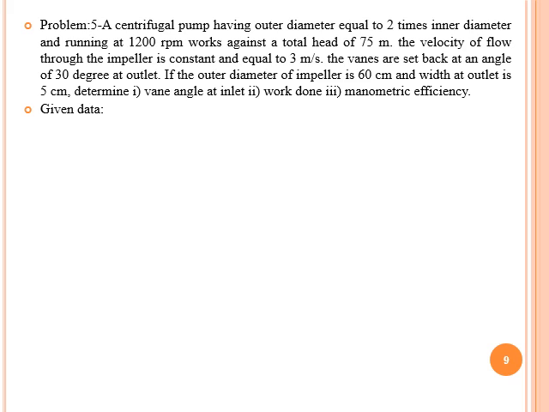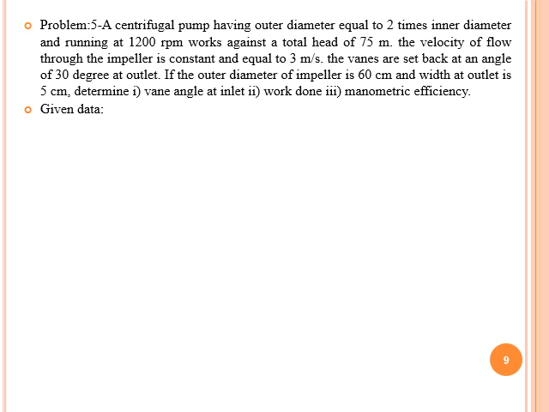If the outer diameter of impeller is 60 centimeter, the outer diameter of impeller is given, that is D2 is given, and width at the outlet is also given as B2 is equals to 5 centimeter. So now we have to calculate what is the vane angle at inlet, that is what is beta 1, what is the work done, and what is the manometric efficiency of the centrifugal pump.